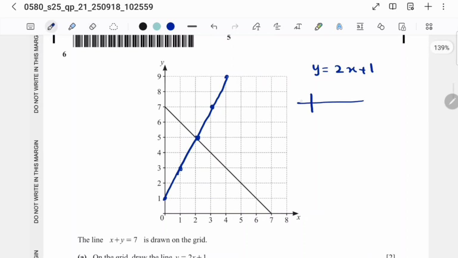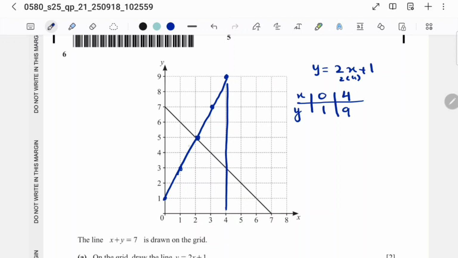Suppose some values for x, for example, if I take 0, I can take only positive numbers because on the grid we have 0 to 8, no negative ones. So I'm taking 0. If 0, 2 times 0 is 0, plus 1 is 1. And if I'm taking, for example, random numbers from the grid, so that is 4. 2 times 4 is 8, 8 plus 1 is 9. So that is the coordinate 4 and 9.